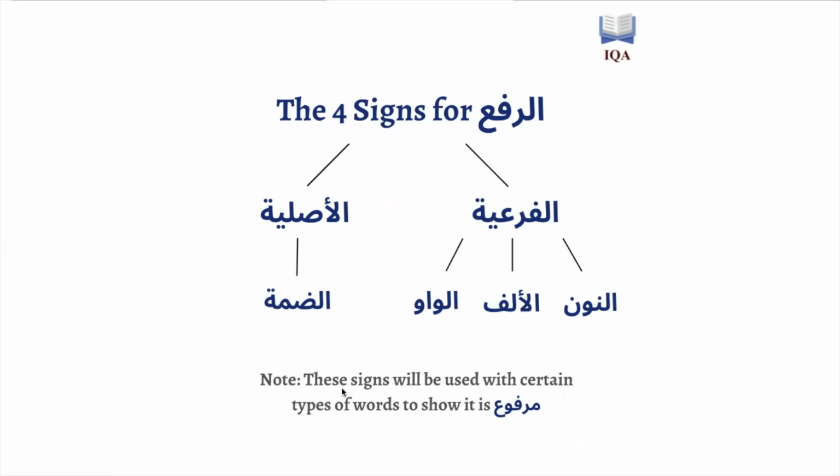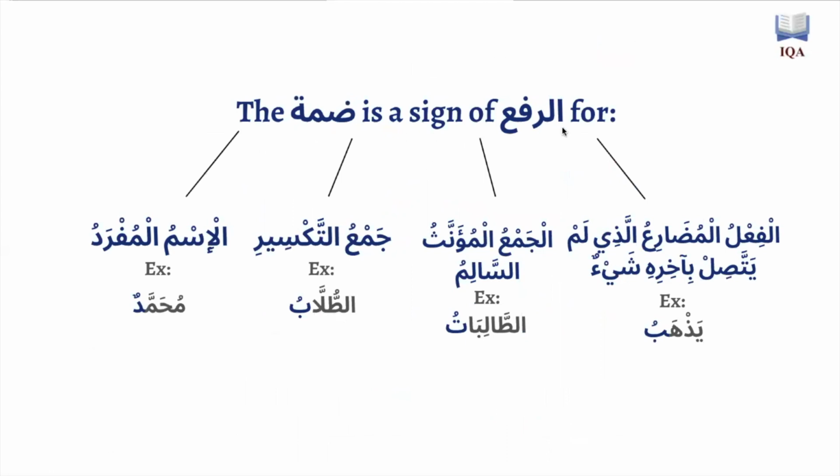Okay, so as you can see here, these signs will be used with certain types of words to show that it's marfu'. What are those types of words? We're going to be breaking it down step by step. So what type of words use the dhamma as their sign of raf'? The dhamma is a sign of raf' for 4 types of words, because there's 3 nouns here and then 1 verb.